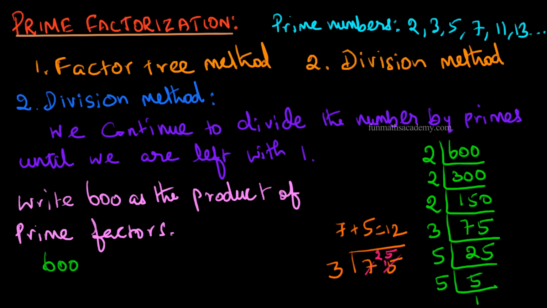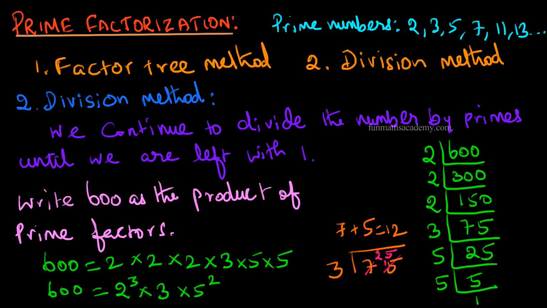Now, the given number 600 can be written as a product of these primes. That is 2 times 2 times 2 times 3 times 5 times 5. In exponential form, we can write it as 2 power 3 times 3 times 5 power 2. So, in this video, we recalled terms like multiples, factors, prime numbers and composite numbers. We even recalled divisibility rules and checked out how to prime factorize a given number. In the next video, we shall check out how to use these techniques to find LCM and HCF, that is, lowest common multiple and highest common factor of numbers.